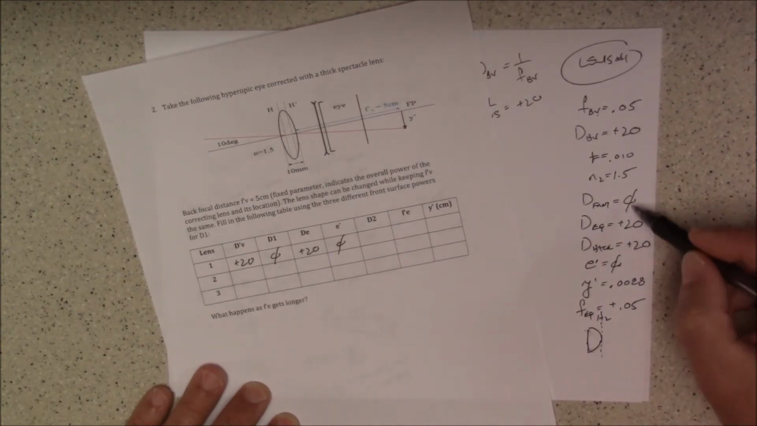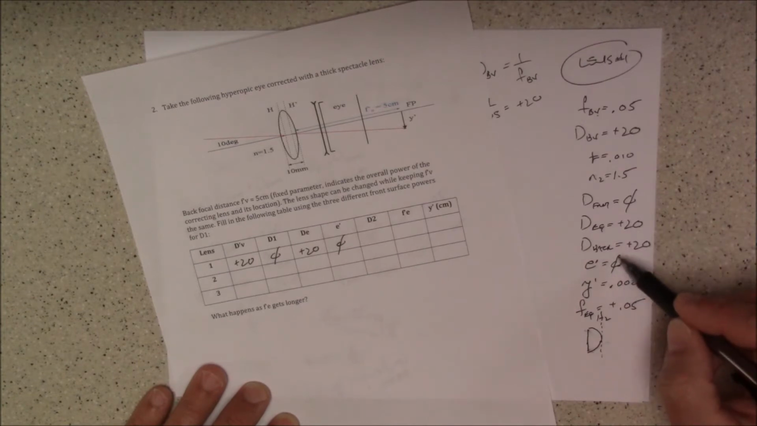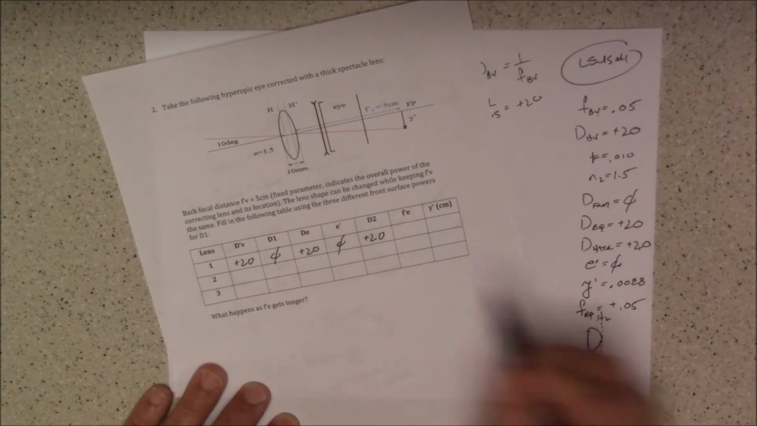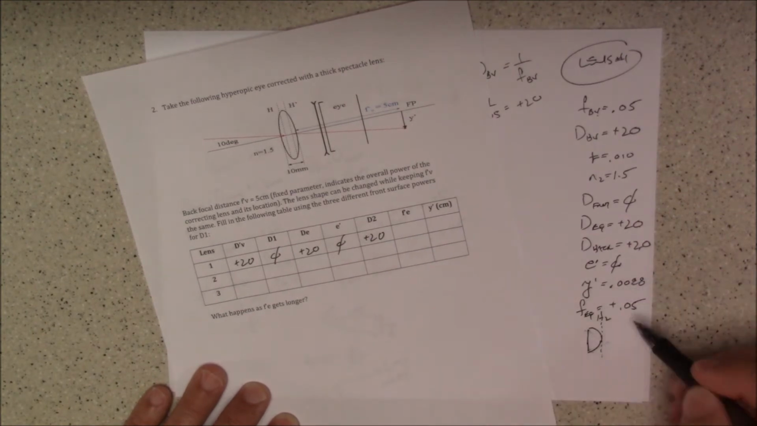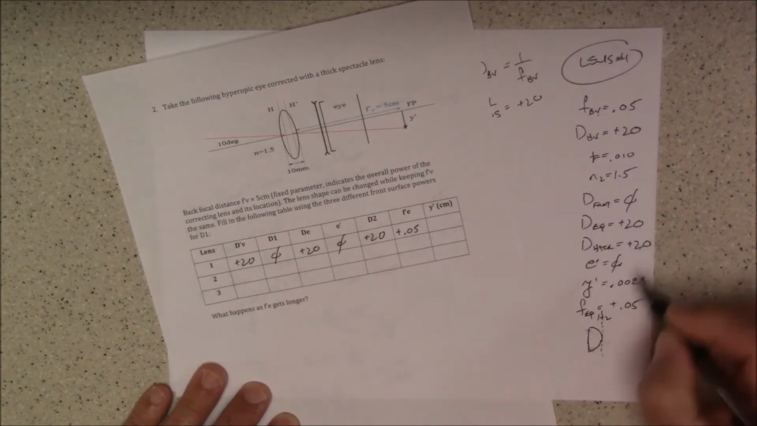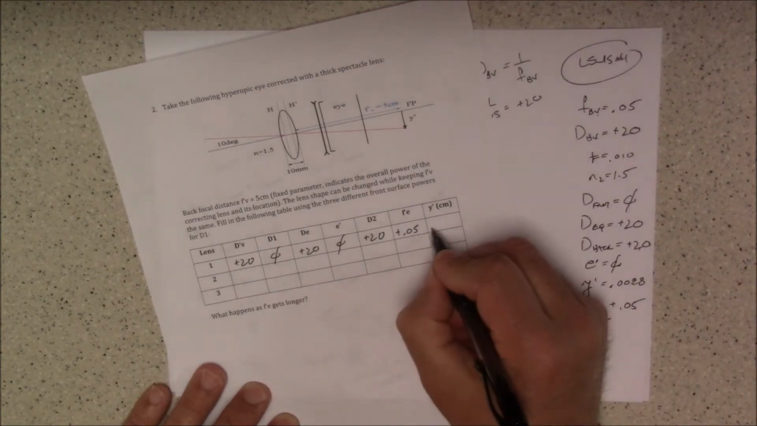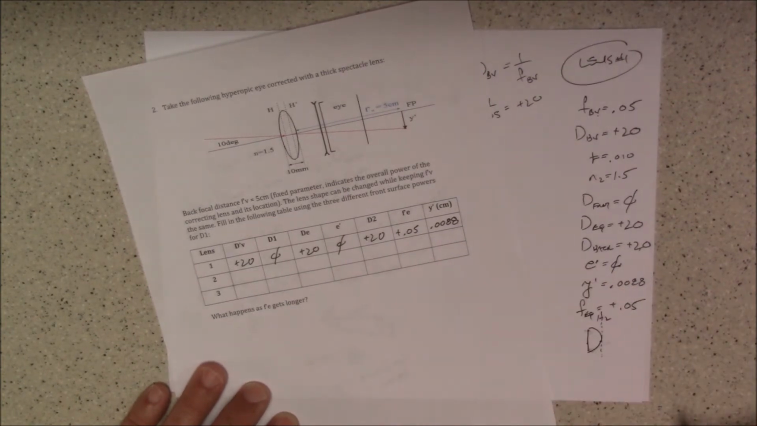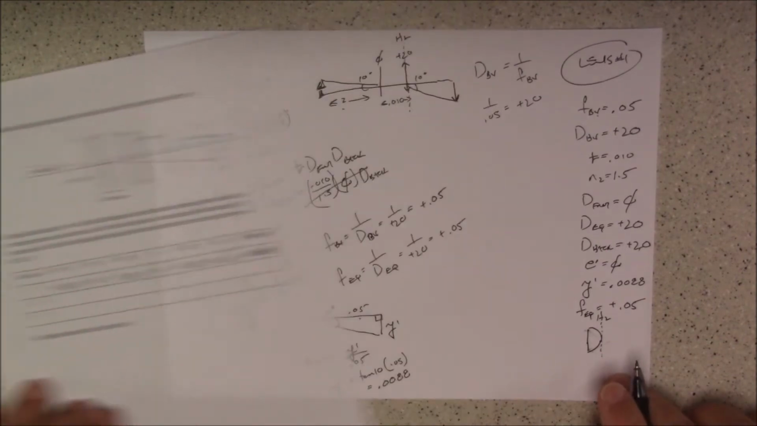D2 is the back base curvature, all right? And so that is 20 diopters, which we determined. The focal length of the back equivalent plane is plus 0.05, and the image size is 0.0088. All right, so that is the math involved with what we have there.